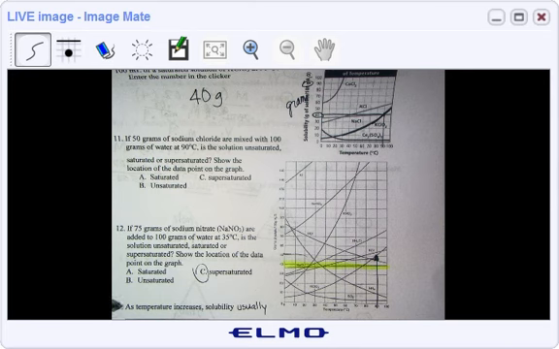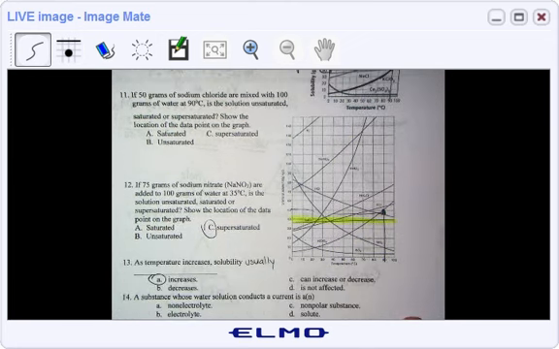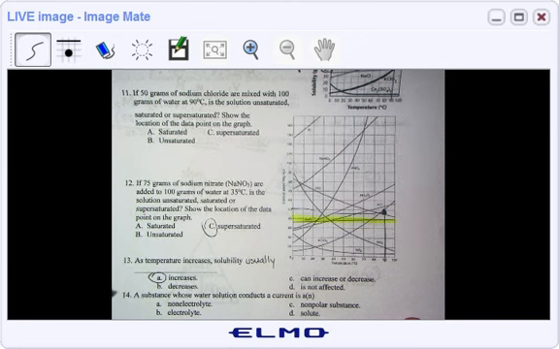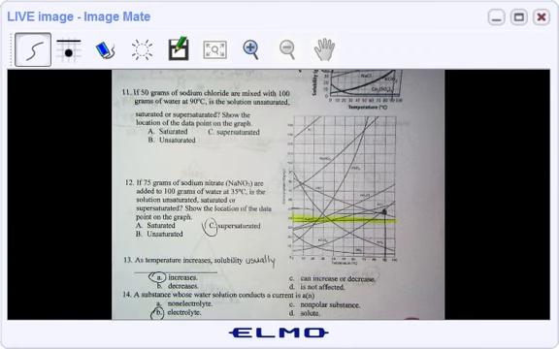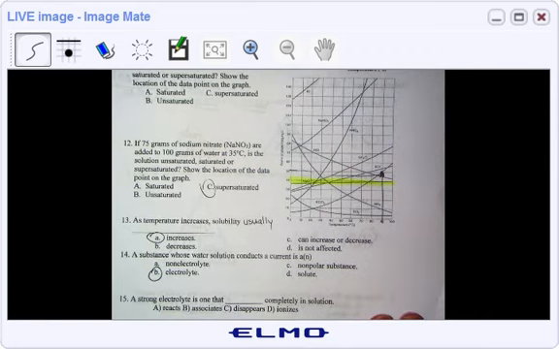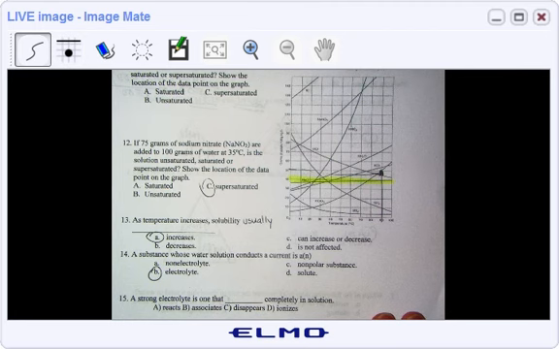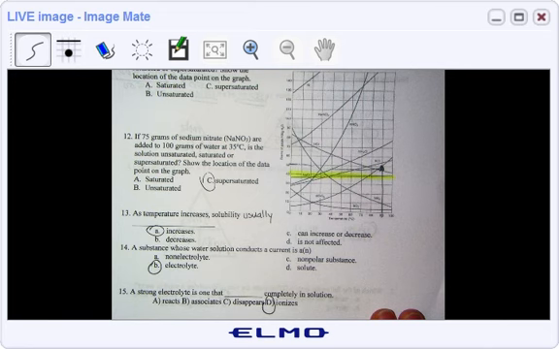As temperature increases, solubility usually increases. Have you ever noticed when you're mixing stuff, it mixes together faster when it's warm, like hot tea will mix your sugar faster, along with salt. Number 14, a substance whose water solution conducts a current is considered an electrolyte. That's what the video was talking about. Number 15, a strong electrolyte is one that ionizes completely in a solution.